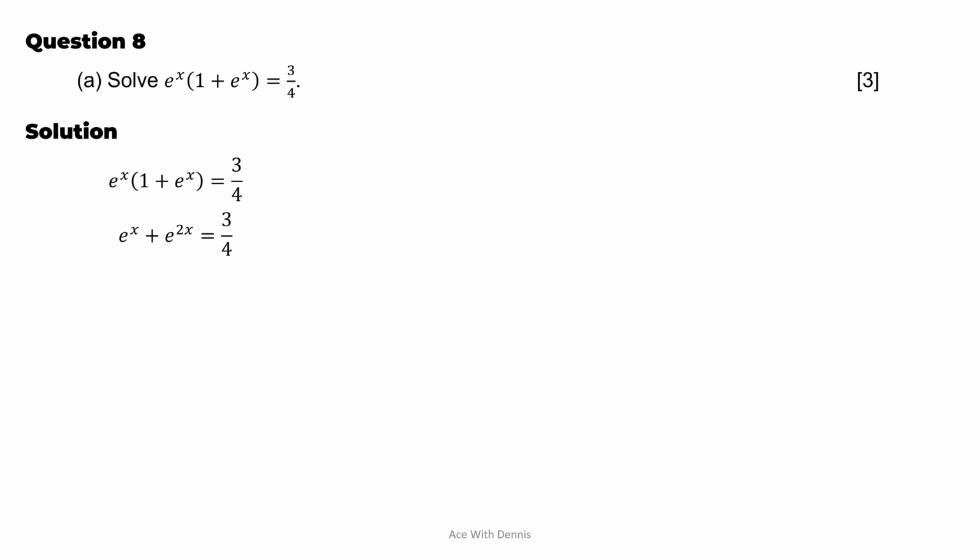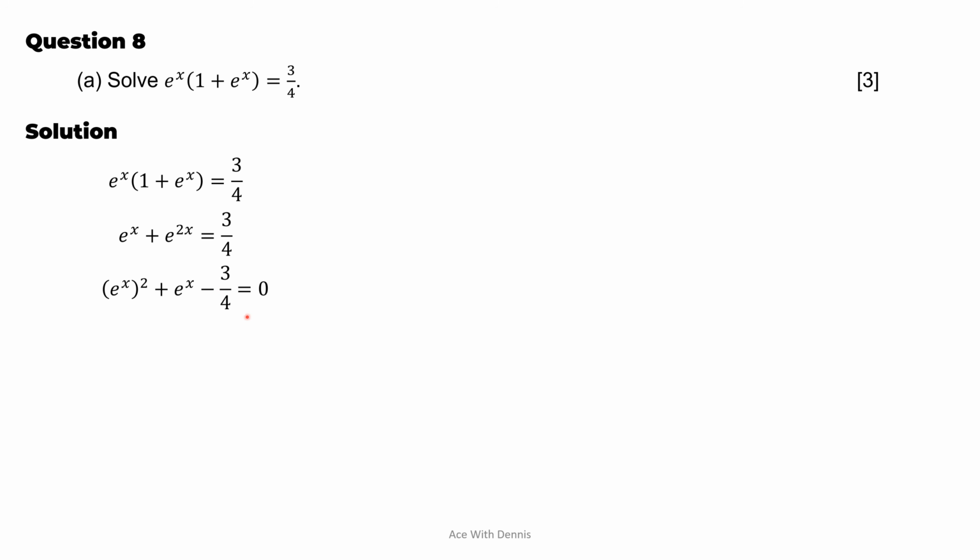If you observe carefully, this equation can be rewritten as a quadratic equation, where it is (e to the power x) squared plus e to the power x minus 3 over 4 equals 0. So you can treat e to the power x as y, then y squared plus y minus 3 over 4 equals 0.